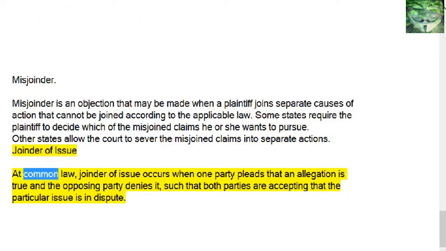Joinder of issue at common law. Joinder of issue occurs when one party pleads that an allegation is true and the opposing party denies it, such that both parties are accepting that the particular issue is in dispute.